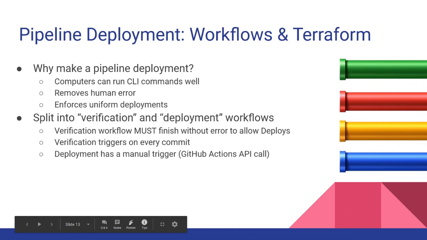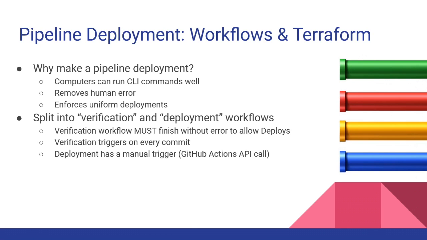So as far as our pipeline deployment, we're using workflows and Terraform, obviously. Why did we want to make a pipeline deployment? Well, basically, computers can run CLI commands really well. This removes any sort of human error with each deployment. It also enforces very uniform deployments, since the computer is going to run these commands the same way every single time. And if something ever does go wrong, it'll stop itself and it won't let you deploy.